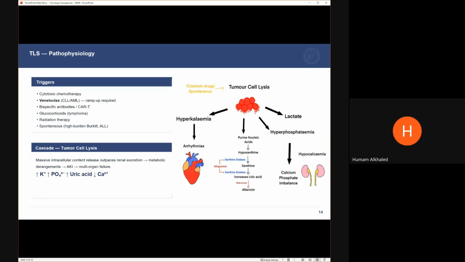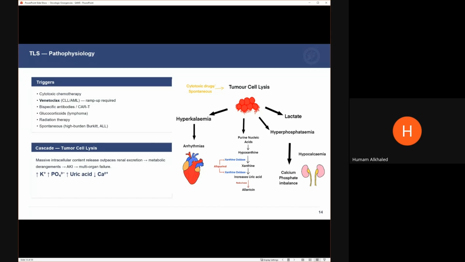Here is the cascade of TLS. So basically, the cell lysis releases large amounts of potassium, phosphate, and purines. The purines are the components of the cell DNA. These are broken down by xanthine oxidase into uric acid, and too much uric acid starts to crystallize and block the kidney tubules. Hyperkalemia from the potassium release combined with poor kidney clearance creates a risk for fatal heart arrhythmia. So these are the patients that you want to put on telemetry.